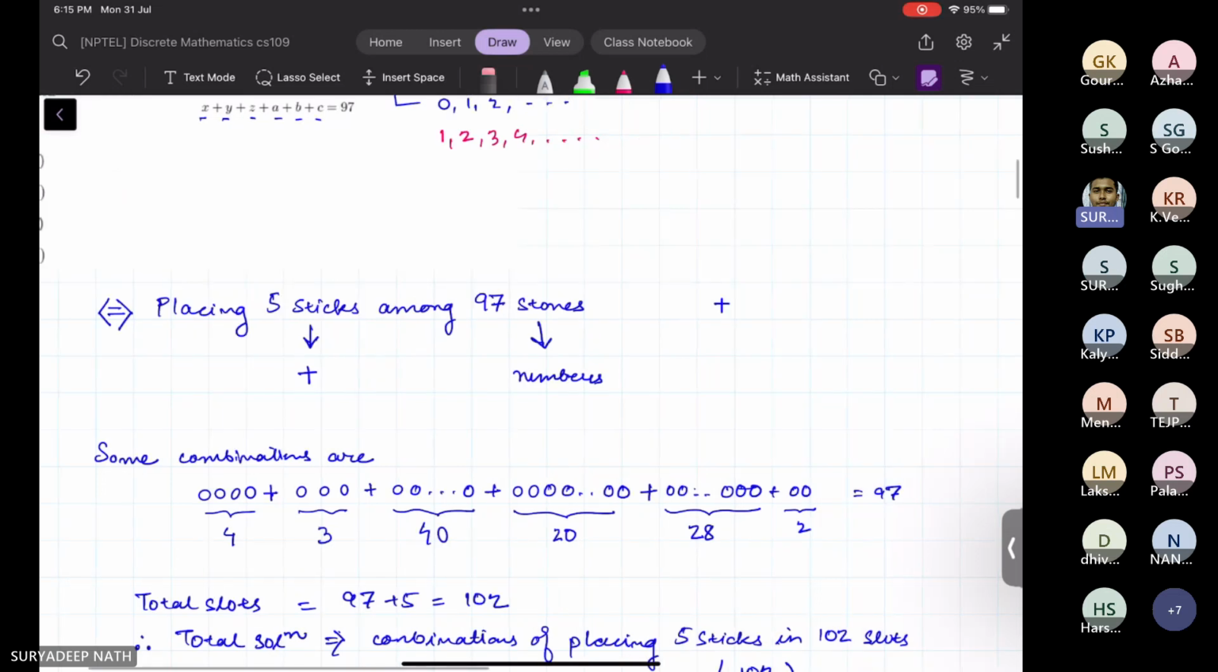So such a combination like plus 0 0, let's say 0 0 and so on, is not correct because it would imply we are adding a 0 in front, then a plus, then 3, and then some number, let's say 10, and so on. So the xyz cannot take this value of 0. So the plus cannot be in front, plus cannot be at the end, plus has to be in between these 97 stones. And the number of places in between 97 stones is 96. So therefore it is 96C5.